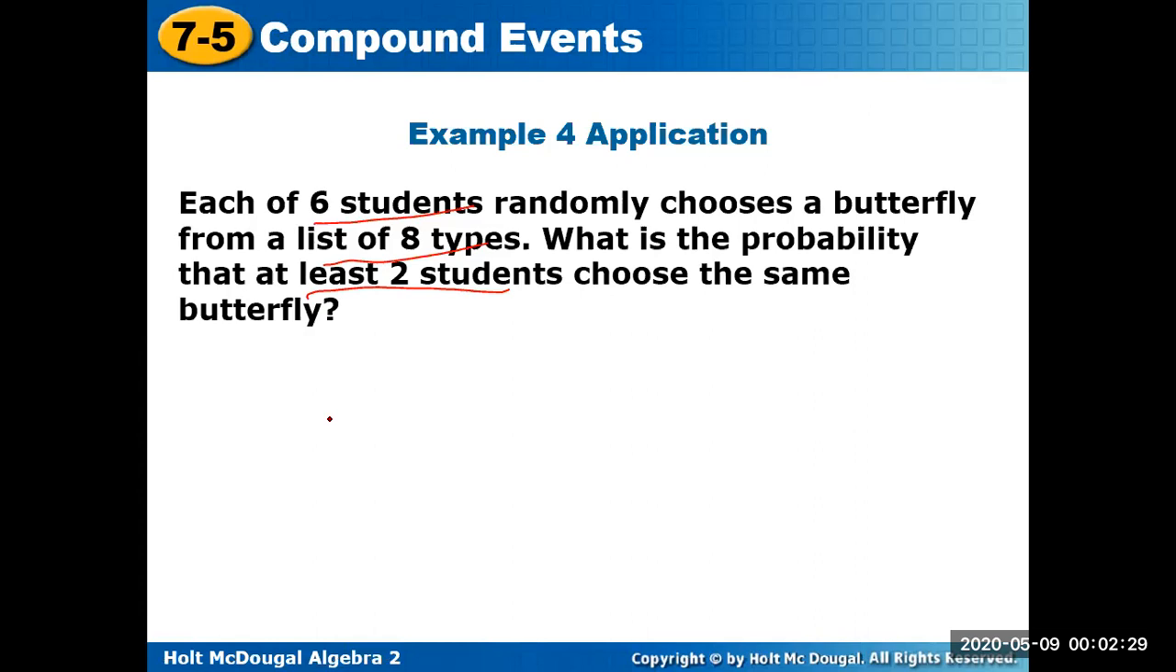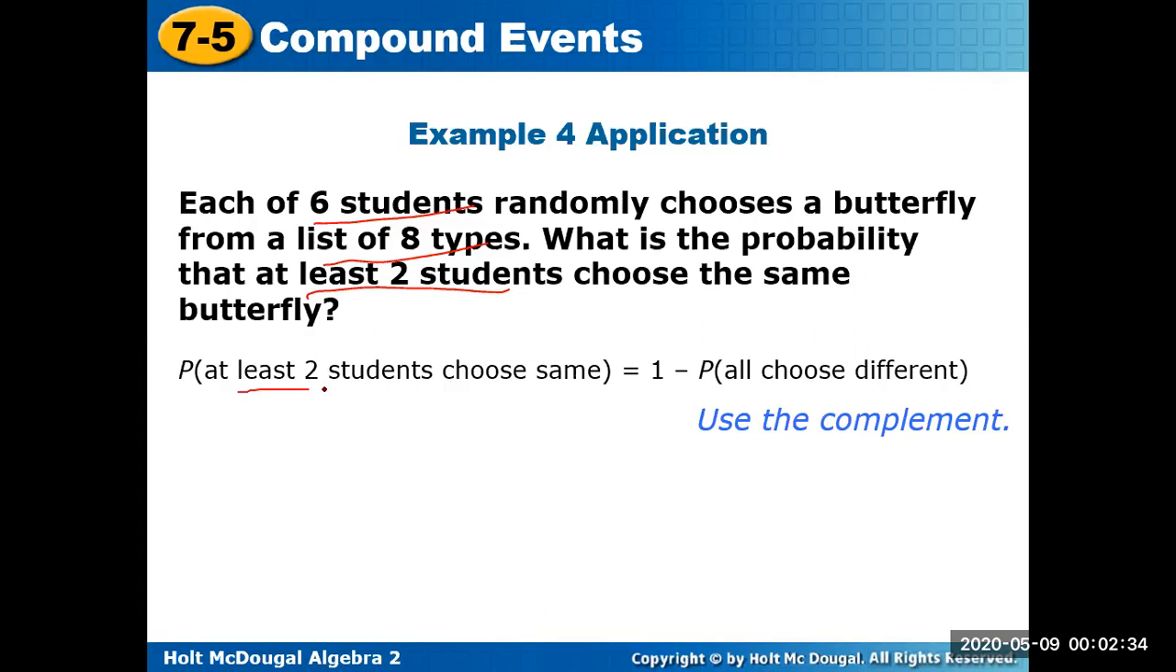Okay, so you see here, use the complement. Probability of at least two choose the same is equal to 1 minus probability of all choose different. So all the students choose different. So 1 minus that, because 1 is the total probability when we sum up all the events in that experiment. Anyhow, let's continue. So what is the probability of all choose different?